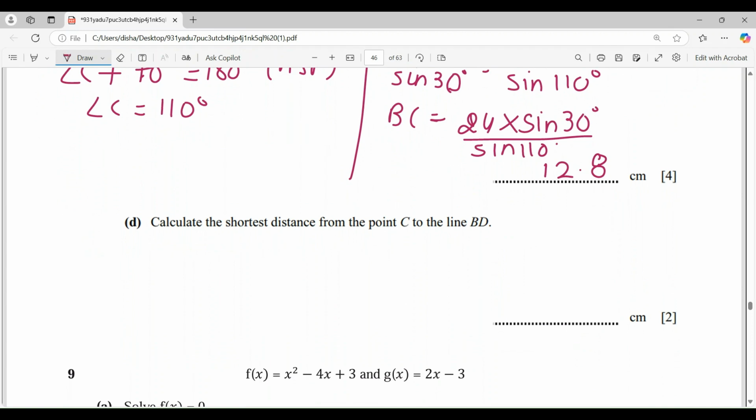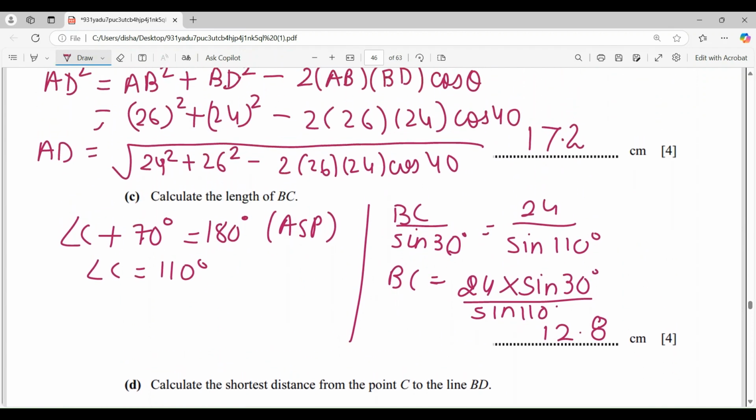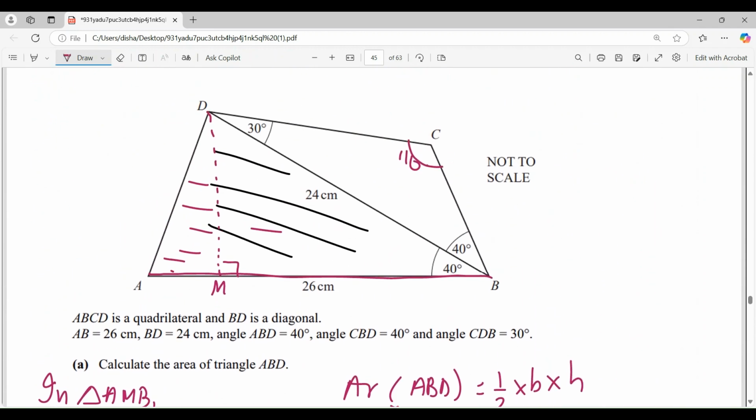The last part here is calculate the shortest distance from point C to line BD. So shortest distance is always the perpendicular distance. So this perpendicular distance from C is to be found. So I want CN say. So I can apply again trigonometry in this. I know BC is 12.8.